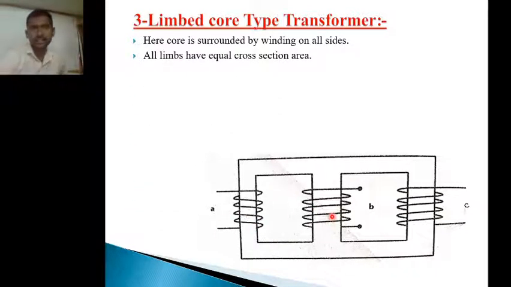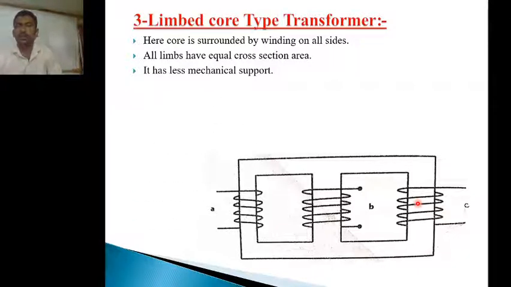And next, it has less mechanical support. There is no mechanical support for the outer copper windings. While transferring this type of transformer, because of some forces at the outside, sometimes the winding may be damaged. That means the mechanical support provided to this type of 3 limbed core type transformer is very less. And the copper requirement is also more.